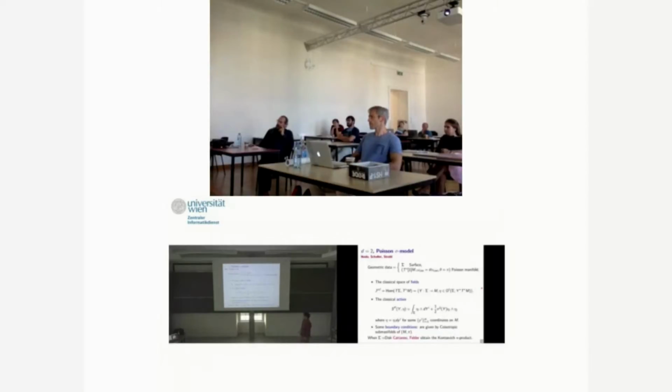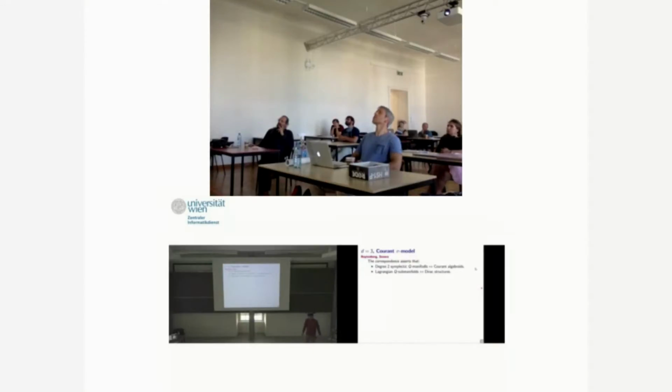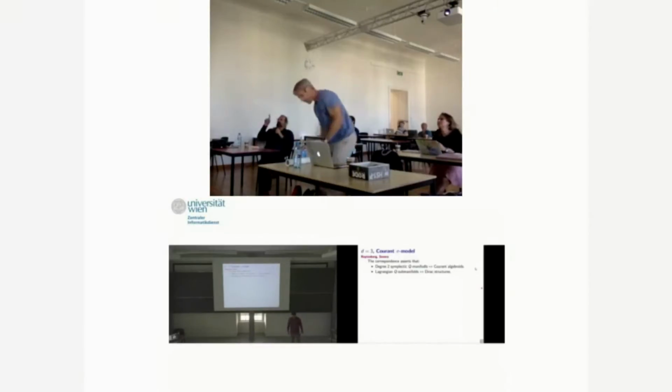Okay, so let's go to another example, d equal to 3. For d equal to 3, the degree 2 symplectic Q manifolds are the same as Courant algebroids. I just would like to make a short remark that the Courant sigma model was, I think, first found by Ikeda. Yeah, just to my knowledge. Thank you for advising me that.